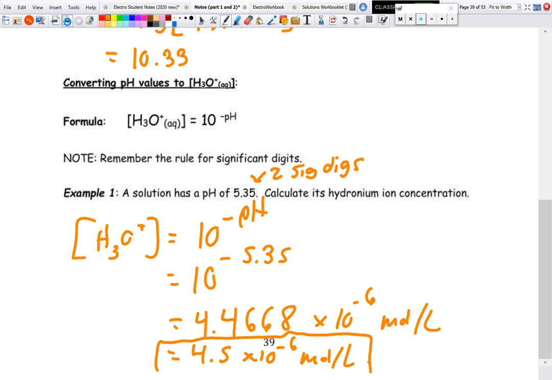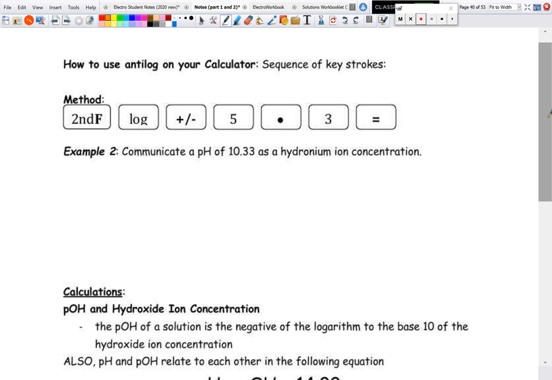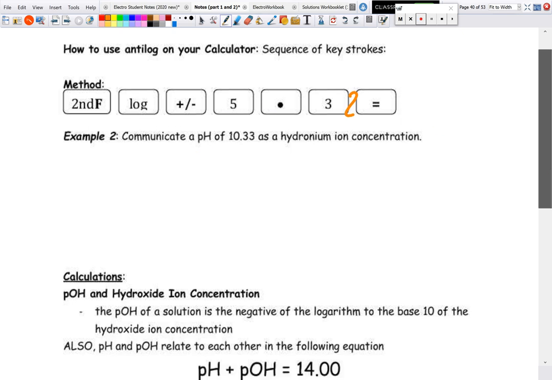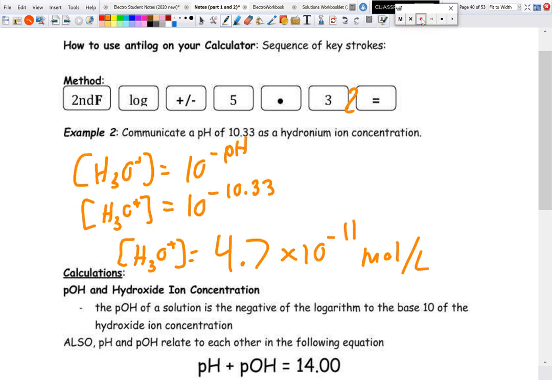So of course for our next one, you should pause the video and try this one on your own. But the same thing, so how to use calculator, second function log will get your exponent value, and then you can put in your negative 5.3. Forgot that other value there because it was 5.32, I believe. And then equals. So try this one on your own, see if you can get it, and the answer will go up in 3 seconds. And when you're done, you should get an answer of 4.7 times 10 to the power negative 11. Of course, we have two significant digits right here, so 4.7 times 10 to the negative 11 moles per liter, because we have 10.33. There's 2 spots after the decimal.